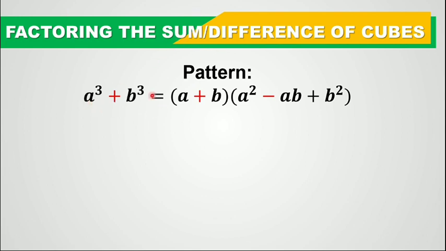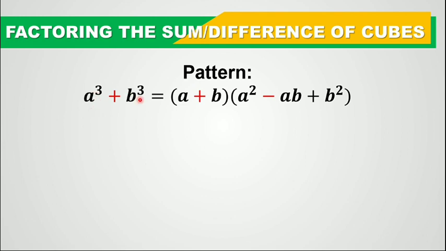When you're going to factor them, all you just need to do is to get the cube root of the first term. The cube root of the first term is a. That is the pattern. And then, since this is plus, plus the cube root of the second term. There are two terms, the first term and the second term.